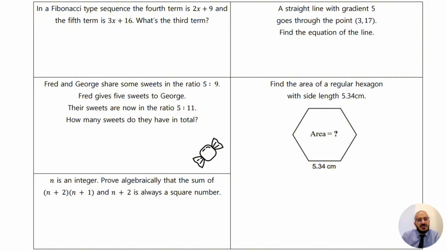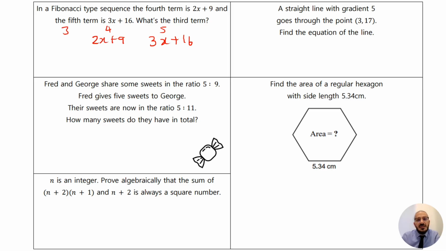So in a Fibonacci type of sequence, the fourth term is 2x plus 9. Let's write down the term 2x plus 9. And the fifth term is 3x plus 16. Find out the third term. This is 4, this is 5. They want us to find out 3.